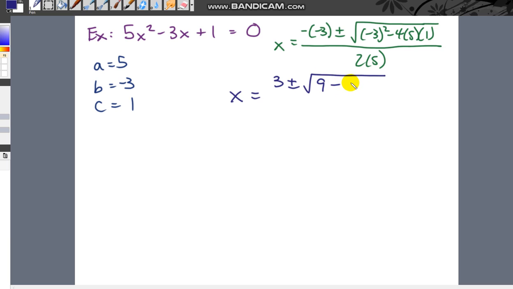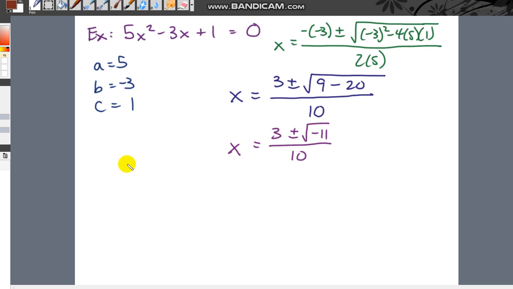Minus 4 times 5 times 1 is going to be 20. Divided by 2 times 5, and that's going to be 10. Next, what I see is we can simplify this, 9 minus 20. So x equals 3 plus or minus square root of negative 11 divided by 10.